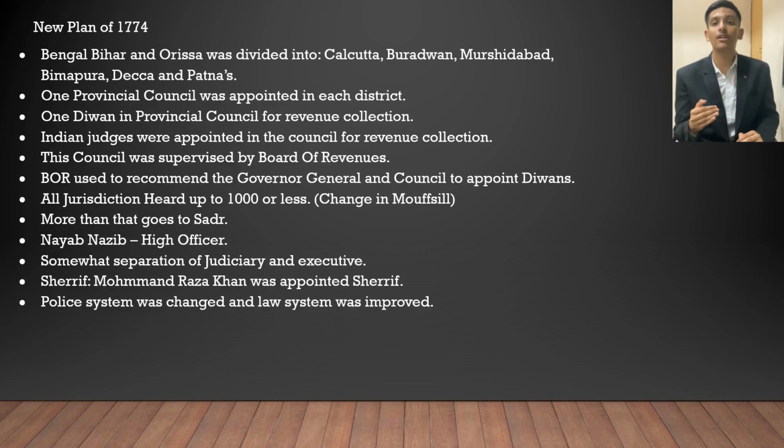Next, in 1774, looking at the demerits of the plan of 1772, he introduced a new plan. What is this new plan? Bengal, Bihar and Orissa were divided into many small districts. These are the small districts: Calcutta, Burdwan, Murshidabad, Dinajpur, Dacca and Patna. So this is how the 3 provinces were divided, and one provincial court was appointed for each district. So he took into consideration the problem of mobility of courts, divided into 6 districts and gave a separate provincial court to each district.